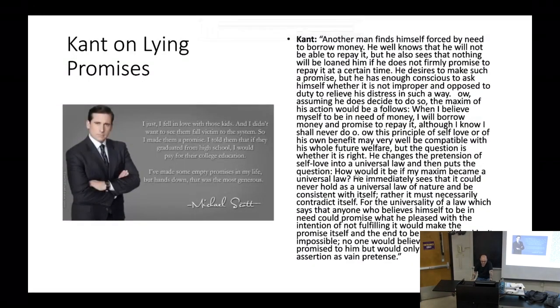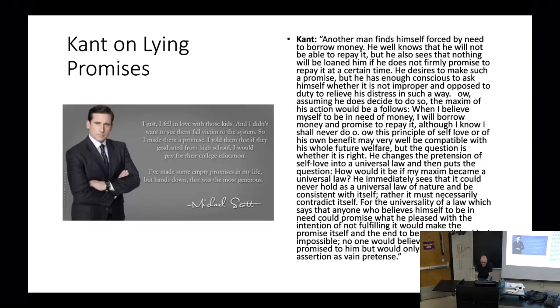Right? He immediately sees, and so he goes to the second step. He's asking whether it's right or not and distinguishing the correction of moral rightness from consequences of the action. Next theory, it's all going to be about the consequences. But for Kant, again, he's claiming that there are intrinsic features of the action that make it immoral, like a contradiction. So he says he immediately sees that it could never hold as a universal law of nature and be consistent with itself. Rather, it must necessarily contradict itself.